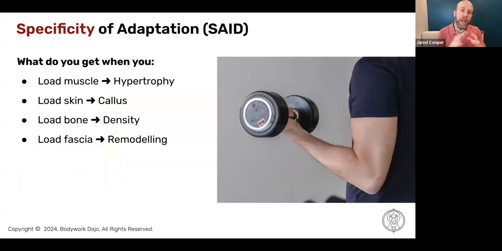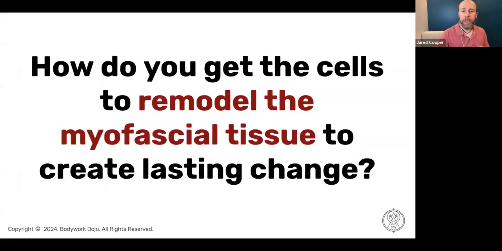And depending upon the kind of load you put into the tissue, that's what you're going to get. So if you load muscle, what do you get? Bigger muscle. We call it hypertrophy. If you load skin, what do you get? A callus. If you load bone, what do you get? More bone density. If you load fascia, you're going to get remodeling so long as it's the right kind of input. Okay, so that was the crash course on part one.